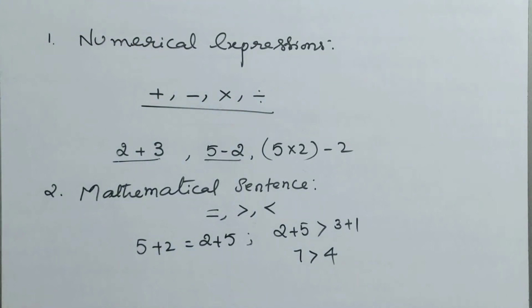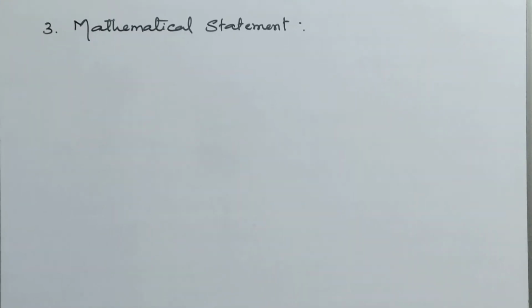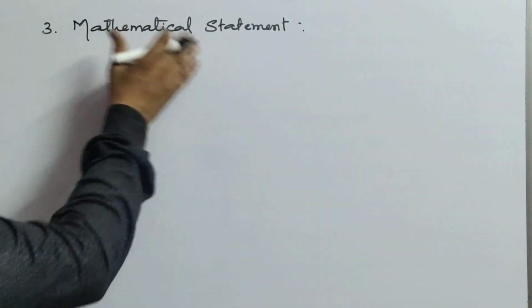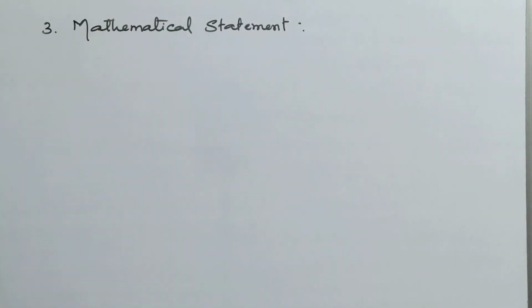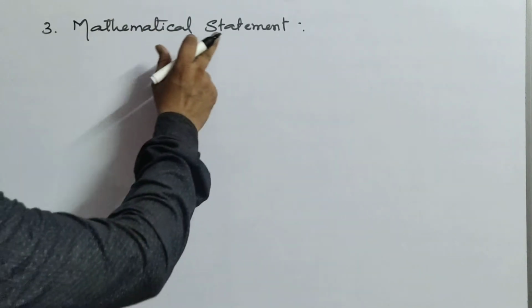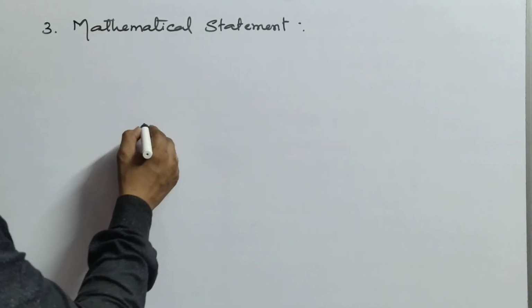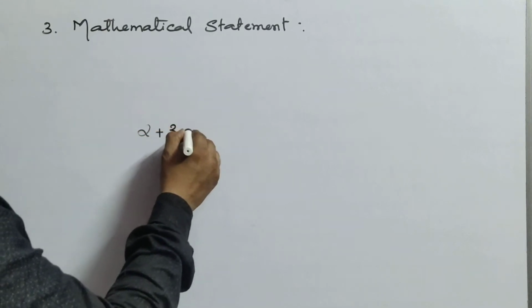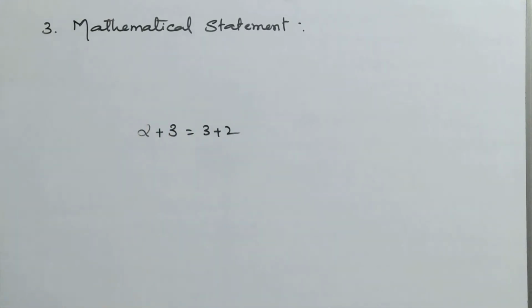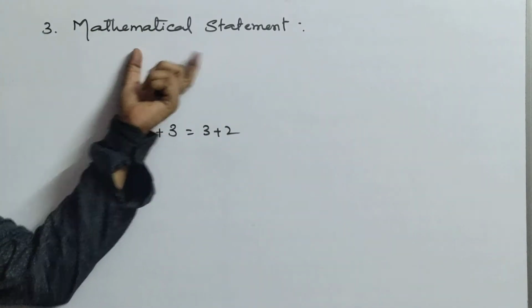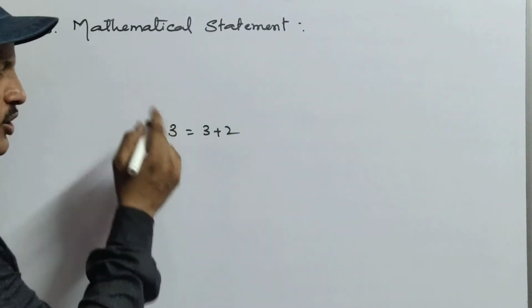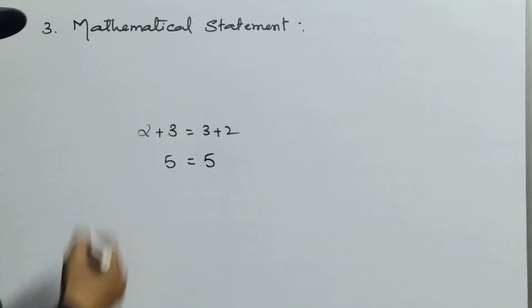Next, now coming to mathematical statement. Okay, is it clear children? Mathematical statements. Before, one was mathematical sentence. This one is mathematical statement. Now in a mathematical sentence you observe like this, 2 plus 3 equals 3 plus 2. But coming to mathematical statements, 2 plus 3 equals 3 plus 2. What is the answer? 5 equals 5. That means, is it true or false? It's true.